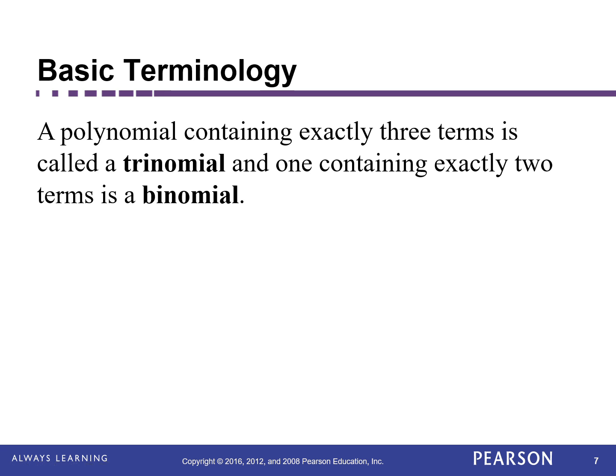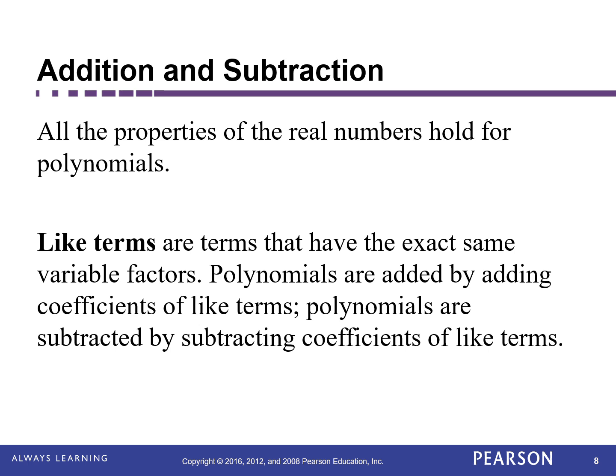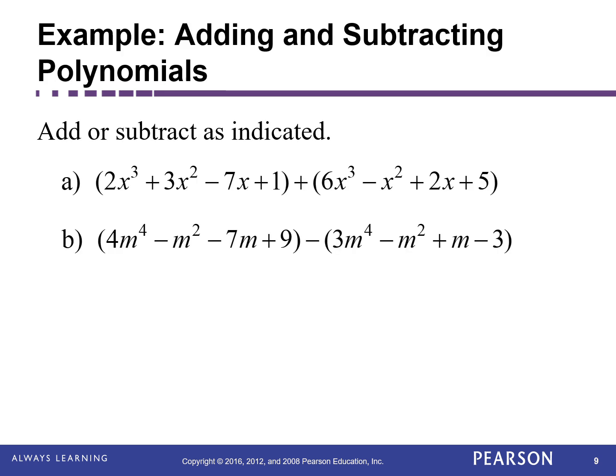A polynomial containing exactly 3 terms is called a trinomial, and one containing exactly 2 terms is called a binomial. All properties of the real numbers hold for polynomials. Like terms are terms that have the exact same variable factors. Polynomials are added by adding coefficients of like terms. Polynomials are subtracted by subtracting coefficients of like terms. Add or subtract as indicated.